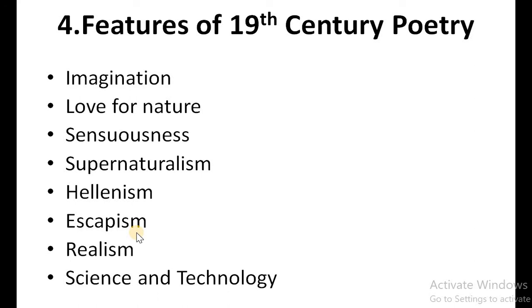Then there is realism. When there came the time that development took place in science and technology, there were realist themes. Poets talked about life, the severity, the seriousness in life. Then there is science and technology: because of the technology there was industrialization, and because of industrialization there was urbanization, and the family circle was declining. People became more career oriented. These types of features we find in 19th century poetry.